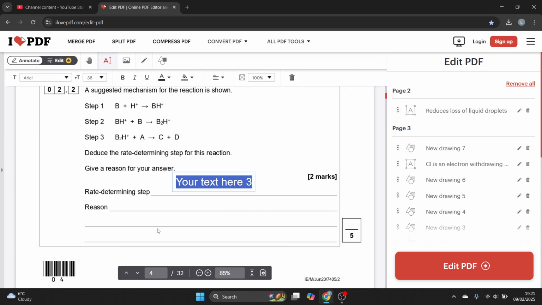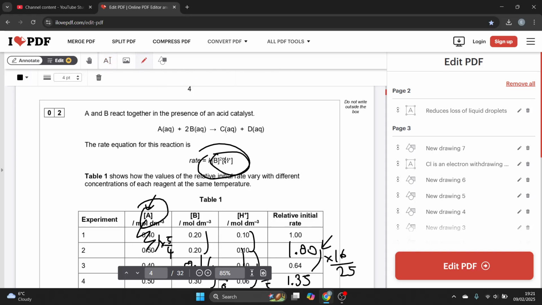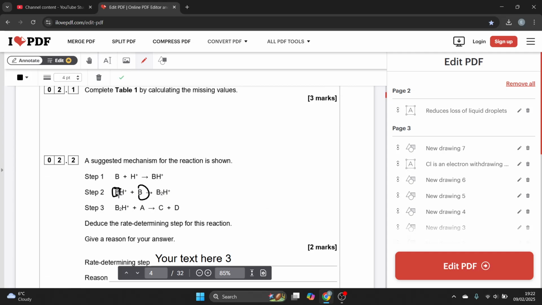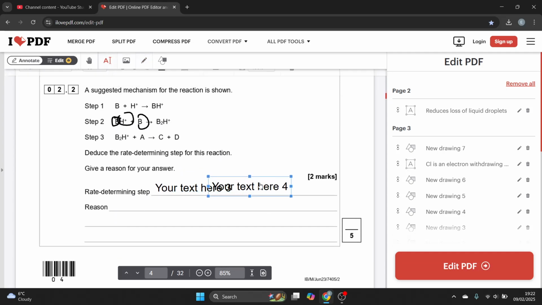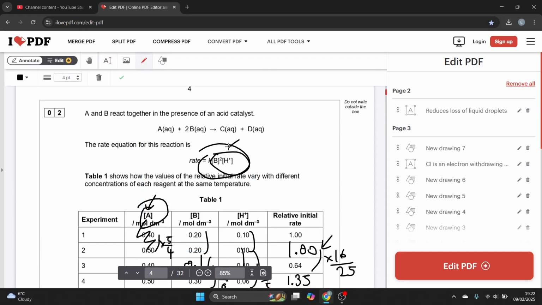Identify the rate determining step, the slowest step in the reaction. It's definitely going to be step 2. Well, look here, two B's and 1 H plus. There we go, 2 B's, 1 H plus has been used. So step 2, as by the end of step 2, 1 H plus and 2 B's have been used, and that is directly in the rate equation as well, and it has to be this one like that.